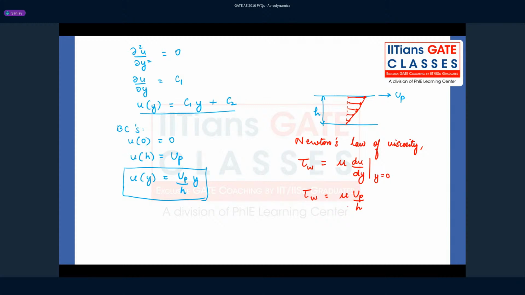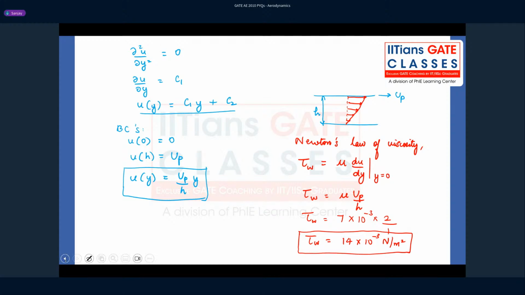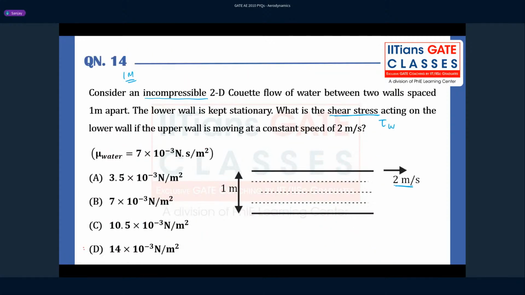So now we'll just substitute the values, right? So what are the values? Mu is given to you as 7 into 10 power minus 3. Up is given to you as 2. h is given to you as 1, right? Make sure, guys, you should place the correct units, okay? Don't make any mistakes in units. So tau W is going to be now 14 into 10 power minus 3 Newton per meter square. So you got the shear stress. Okay. So now let's see the options. You have option D, 14 into 10 power minus 3.